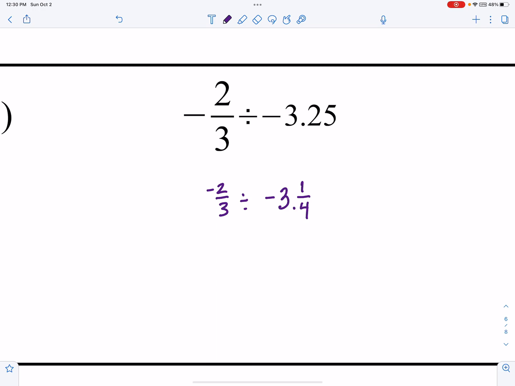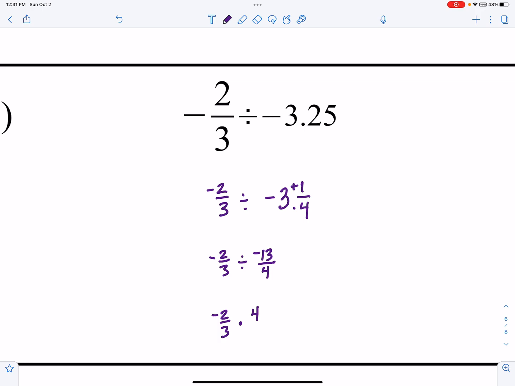Right away, let's go ahead and turn this into an improper fraction. So I have negative 2/3 divided by 4 times 3 is 12, plus 1 is 13. And so we have negative 13 over 4, or negative 13/4. So now I'm going to go ahead and multiply by the reciprocal. And so I have negative 2/3 multiplied by the reciprocal.